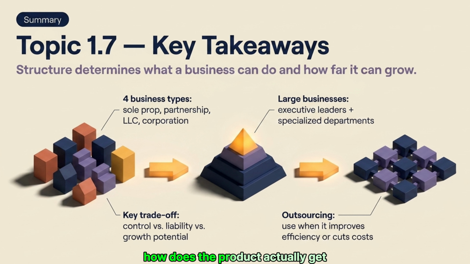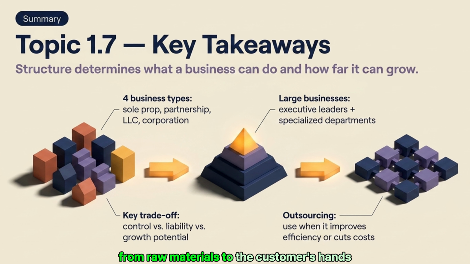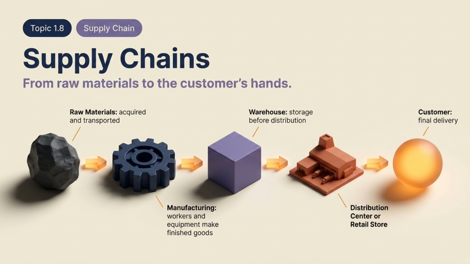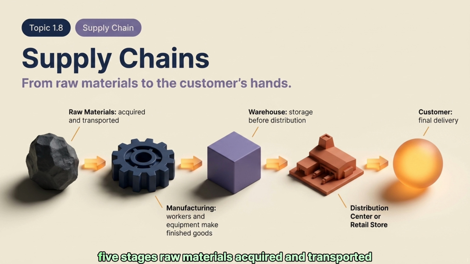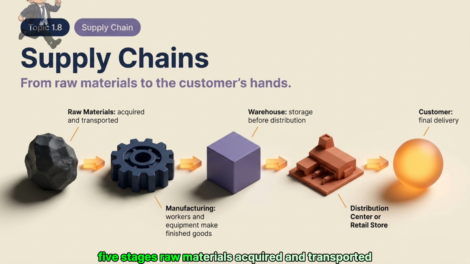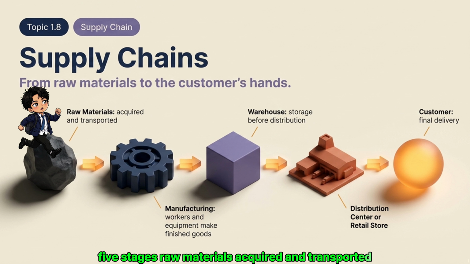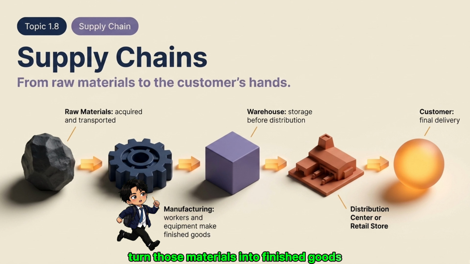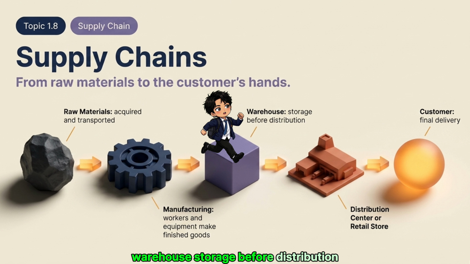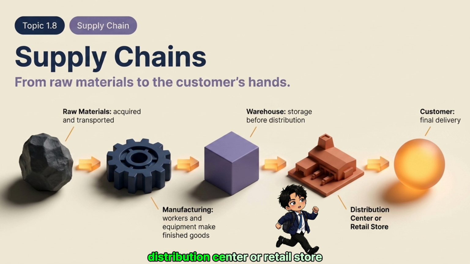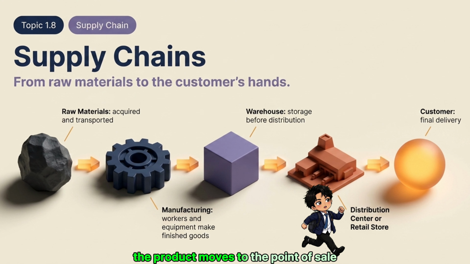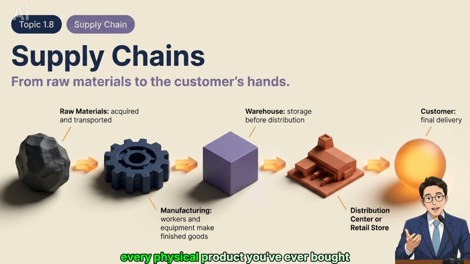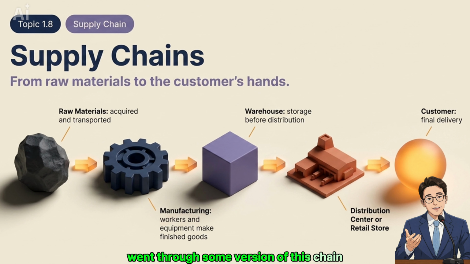Now, how does the product actually get from raw materials to the customer's hands? That's the entire definition. 5 stages. Raw materials, acquired and transported. Manufacturing, workers and equipment turn those materials into finished goods. Warehouse, storage before distribution. Distribution center or retail store, the product moves to the point of sale. Customer, final delivery. Every physical product you've ever bought went through some version of this chain.